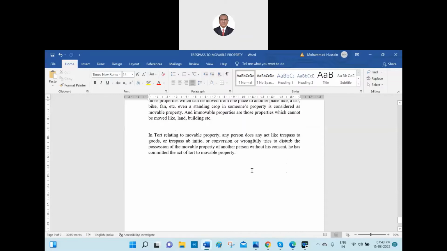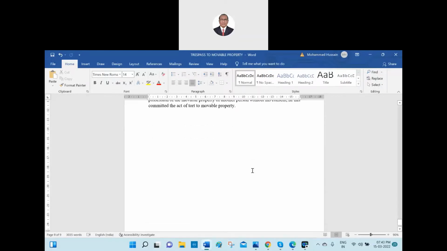Because in movable property, we can say either trespass to goods or trespass to chattel. Either it is trespass ab initio, or conversion, or wrongfully detaining, called detinue. If someone disturbs the movable property of another person without his or her consent, he has committed the tort. So either you can detain it like detinue, or make a conversion, or destroy it like trespass to goods, and it will come under it.